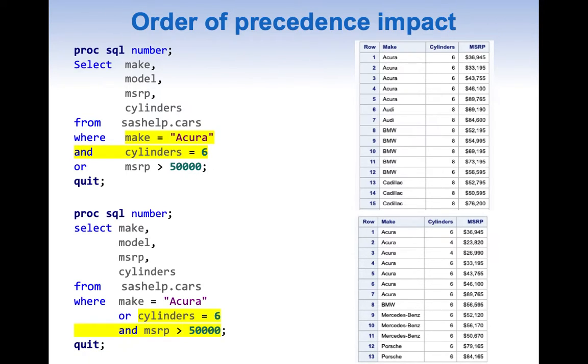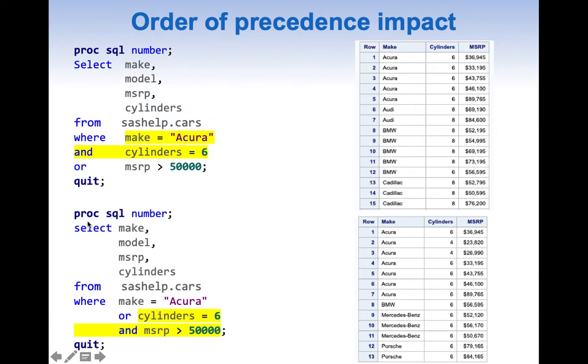So if we see here results on the right, we have Acura and cylinder 6, which satisfies this AND condition. And then here if we see, we have MSRP is greater than 50,000, and this satisfies this condition. The important point to remember here is the first part where we have AND is executed first, and then MSRP will execute. This is what is known as order of precedence.